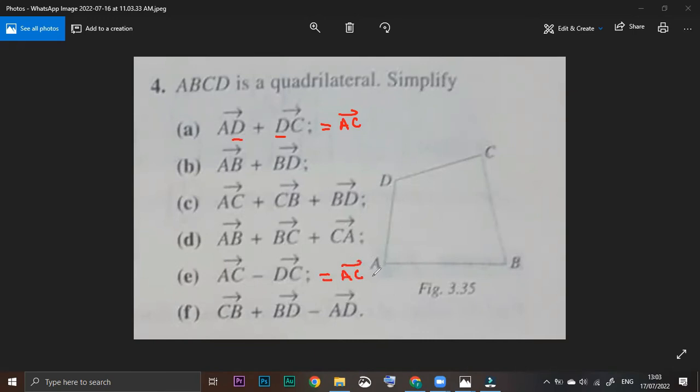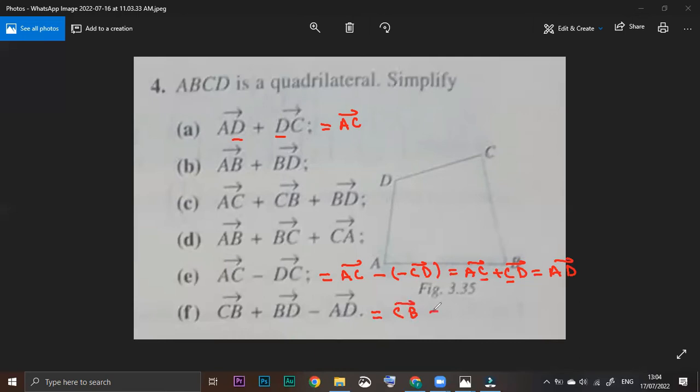To find a negative vector, we multiply the vector with a negative sign, and we have learned this in lesson number 1. So when we convert this into CD, this will become minus CD. AC plus CD. Now you can see that the tail of the second vector is at the head of the first vector. So the final answer is AD. We will also attempt the next part in the same way.